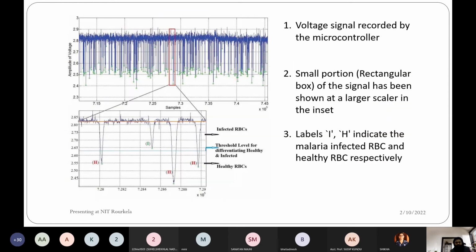You can see here a few more analyses of the data we acquired using our system. We can find the malaria-infected cell and its absorption, and the healthy RBCs, and this is the threshold for that.